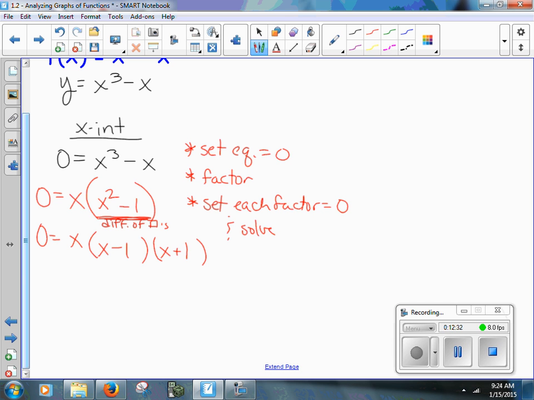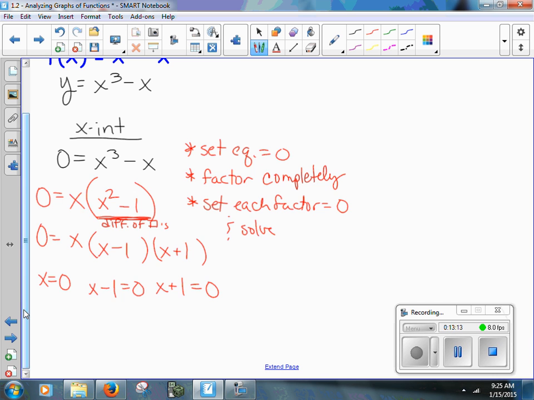You guys remember doing that? You have to be able to factor. Now, is it factored completely? It is now. Now, what do I do? Factor completely. Now, take each factor, set them equal to 0. Set each factor equal to 0.